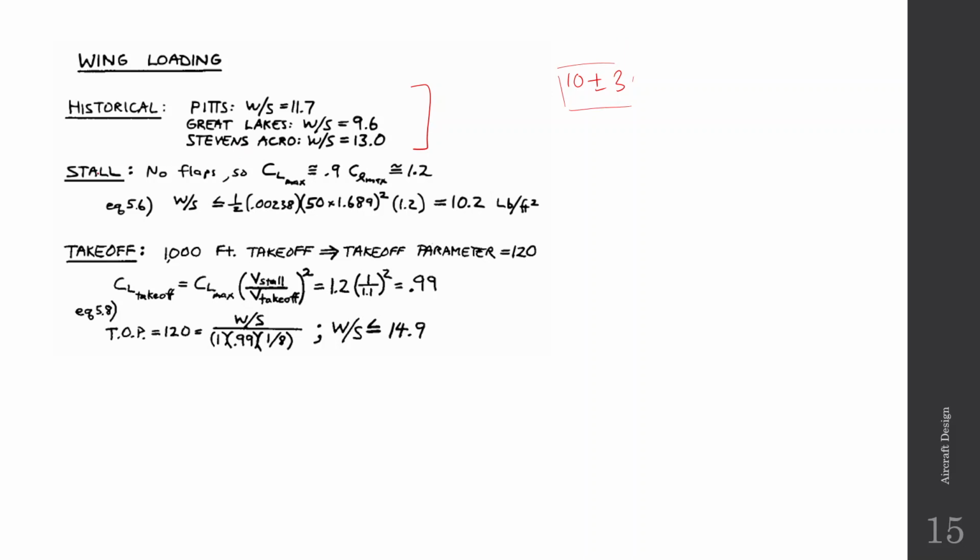Now first let us calculate the wing loading at stall. Here first we have to know the CL max. He has assumed here that there are no flaps. To calculate CL max, he has used this formula: CL max is equal to 0.9 CL max. Actually, this is the 3D CL max and this is the 2D CL max.